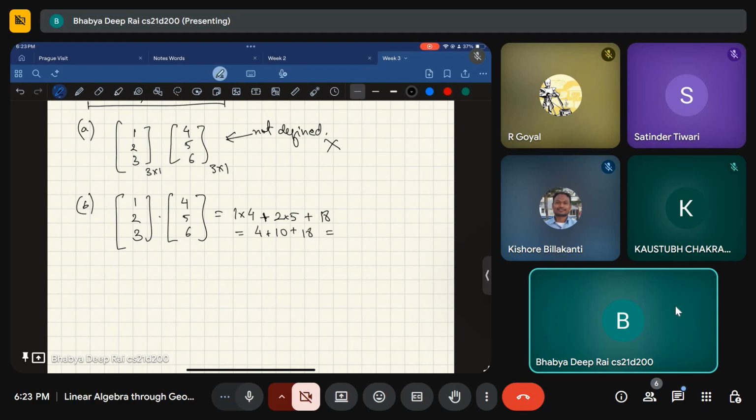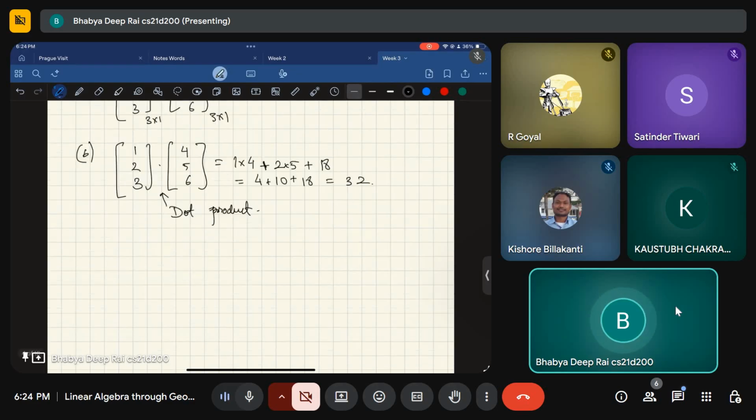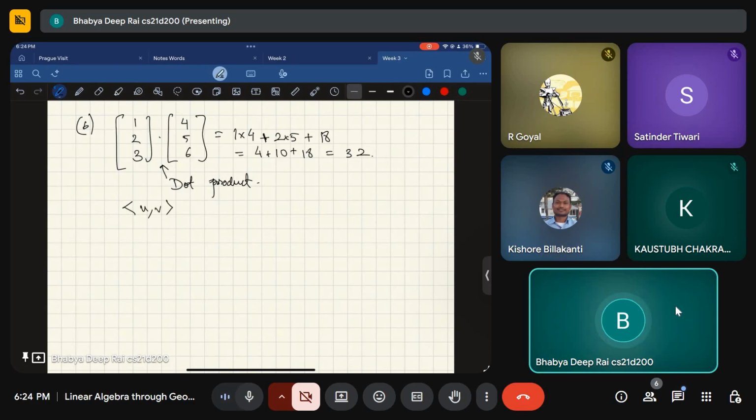The dot product is also sometimes represented with angular brackets between two vectors, and this is a scalar. Now, what is a scalar, by the way? A scalar is a constant, in other words, a number. You could also say it is a 1 cross 1 matrix, but that's an odd way to say it. You can always say it is a number.